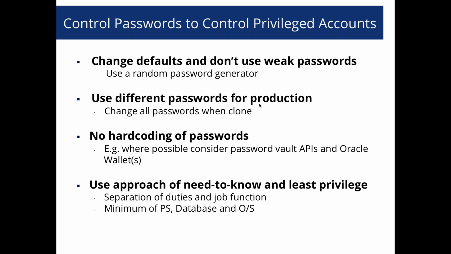Change the defaults, don't use weak passwords. Think about use of a random password generator. Again, tools such as the CyberArks and the power brokers and the TPAMs have this best practice right at your fingertips, right? Make sure you use different passwords for production versus non-prod. Again, what you're trying to do here is contain the blast radius, right? Compromised accounts, either people by accident typing the wrong password, thinking they're doing something in dev, but in reality they've been distracted and they're doing something in production.